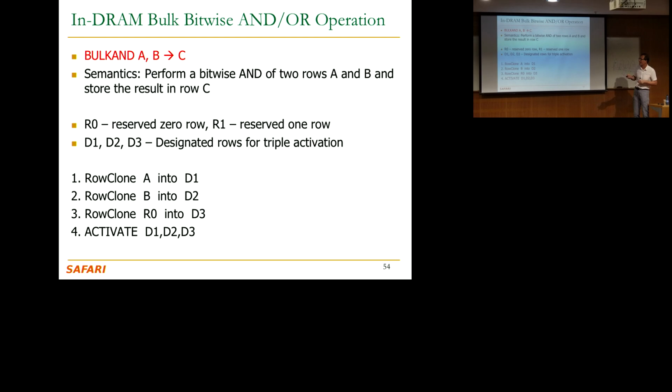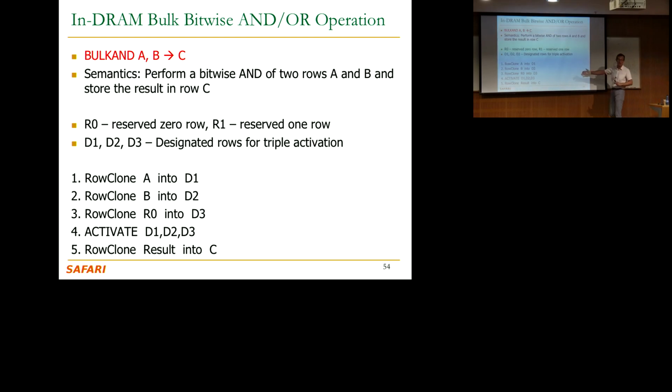And then you can do the triple row activate. That's the primitive. The result is then in any of these rows, because that's how charge sharing works. And you RowClone one of these rows into the destination row C. That's the idea. This is with minimal impact to the array. Otherwise, you would have to have a lot of row decoders to do this triple row activation.